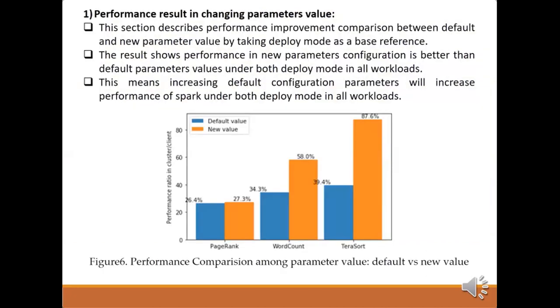Okay, performance results in changing parameter values. The performance improvement comparison between default and new values is considered by taking the deployment mode as a base reference. The result shows performance with the new value configuration is better than with the default parameter value under both deployment modes in all workloads. This means increasing the default configuration parameters will increase the performance of Spark under both deploy modes in all workloads, as already shown in the figure.